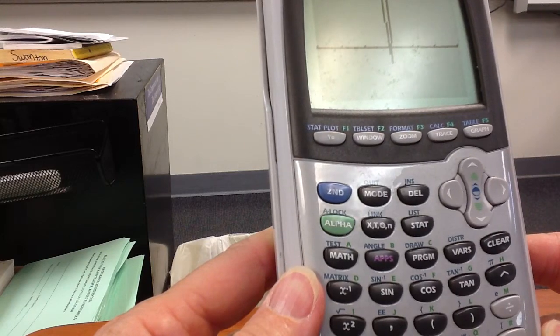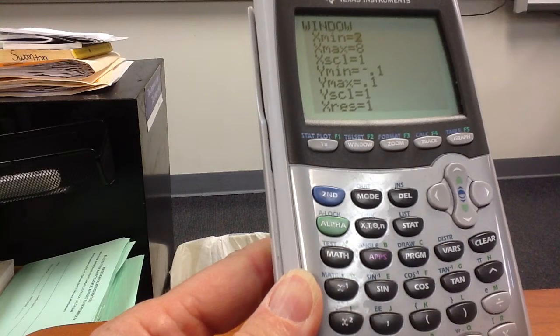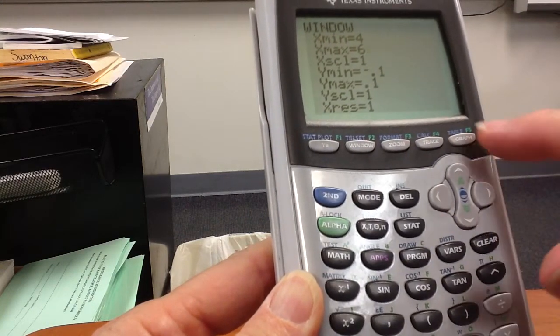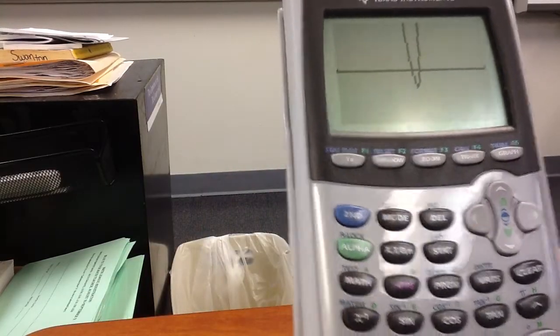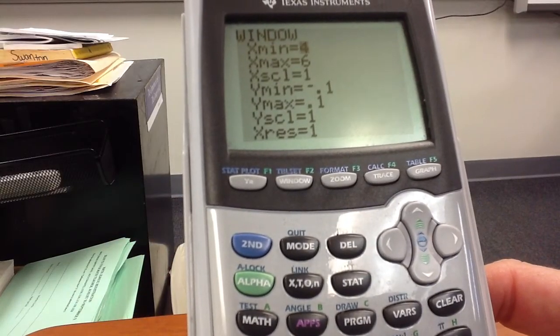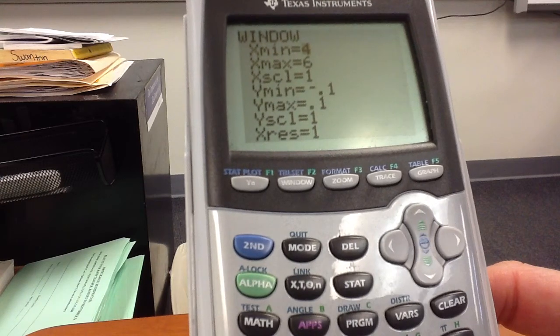Oh my goodness. Let's change our x's maybe to 4 and 6. Oh my goodness gracious. Look at that picture. Here's my window. For those of you that I was talking too fast or moving the calculator around, you couldn't see. There's my window.